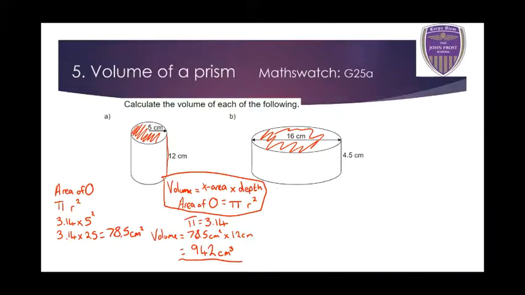Now for question B, let's find the area of the circle, or the cross-sectional area. And that's going to be equal to pi r squared. So that is equal to 3.14 times, now we haven't got the radius of the circle, we've got the diameter, which is 16. Okay, so the radius is half of that. So the radius is 8.